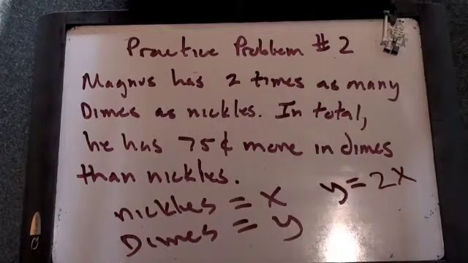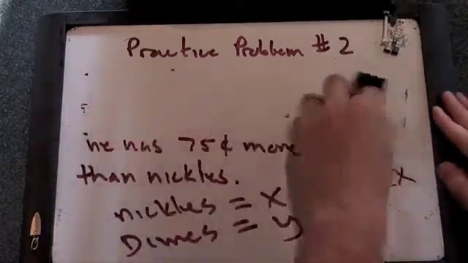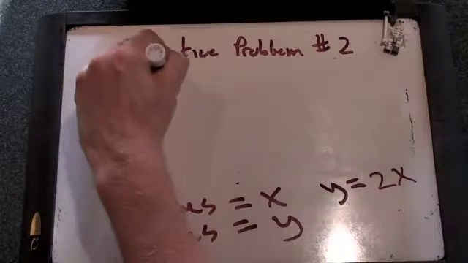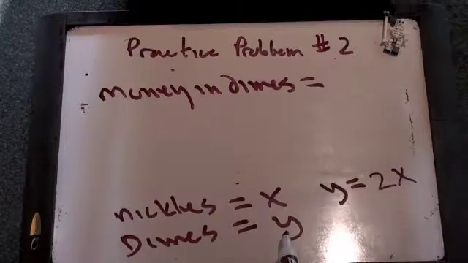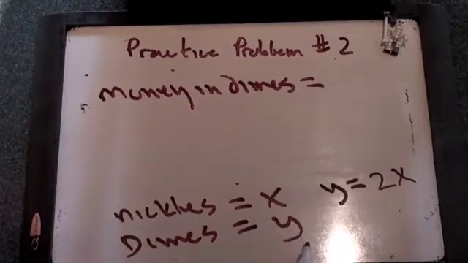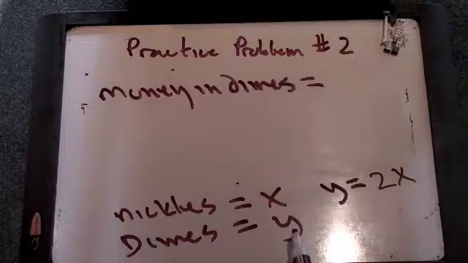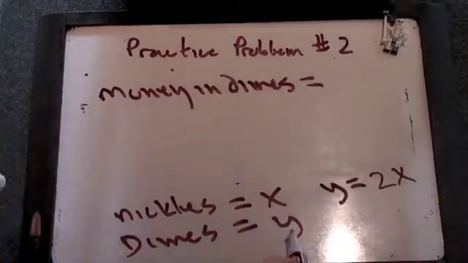And then, in total, he has 75 cents more in dimes than nickels. So how much money does he have in dimes? Let's keep calling the dimes y for a second. How much is a dime worth? A dime is worth 10 cents. So if y was equal to 1, how much money would he have? 10 cents. If he had 2 dimes? 20 cents. If he had 3 dimes? 30 cents. Okay, so in terms of y, how much money does he have in dimes?